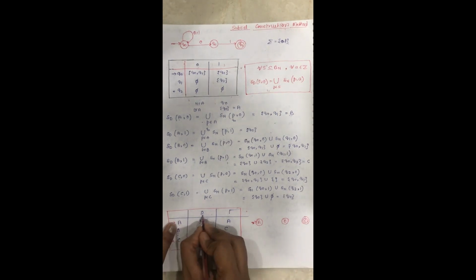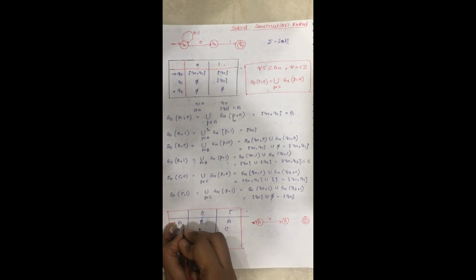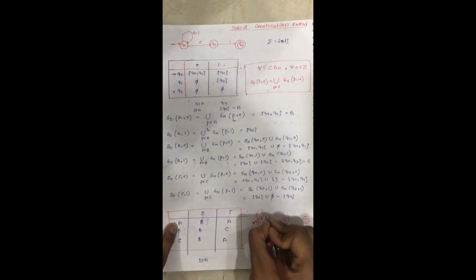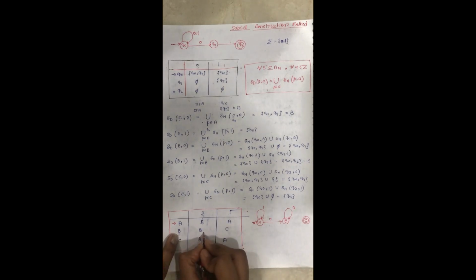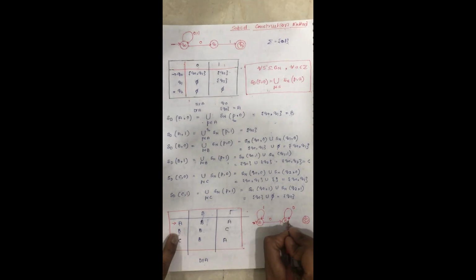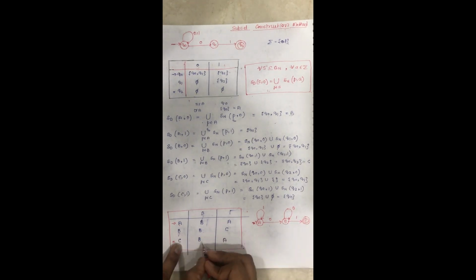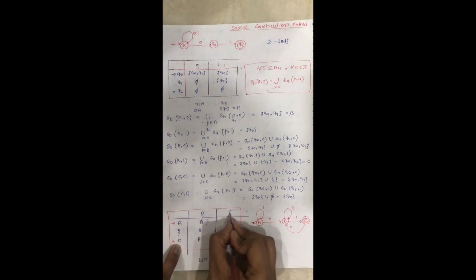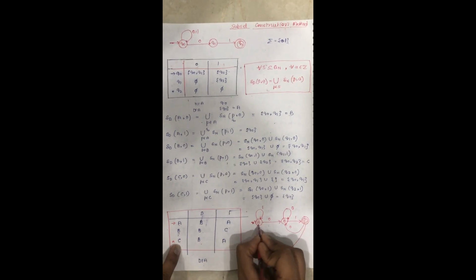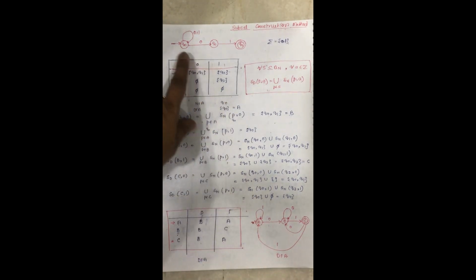Now at A for input symbol 0, the next state is B. For input symbol 1, the next state is A, so here we'll mark a self loop. At B for input symbol 0, the next state is B only, so we'll mark a self loop here. At B for 1, the next state is C, so here we'll mark the transition for 1. At C for 0, the next state is B. At C for 1, the next state is A. So this is the deterministic finite automaton for the given NFA.